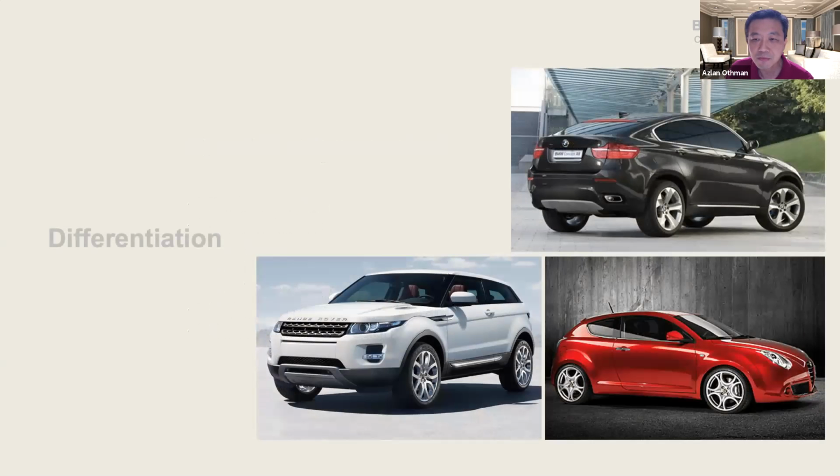Differentiation. You look at the cars in front of you right now. You have the BMW X6 at the top, the Range Rover Evoque, and an Alfa Romeo in red. They all have their own design differentiator, either in the proportion or the design cues.